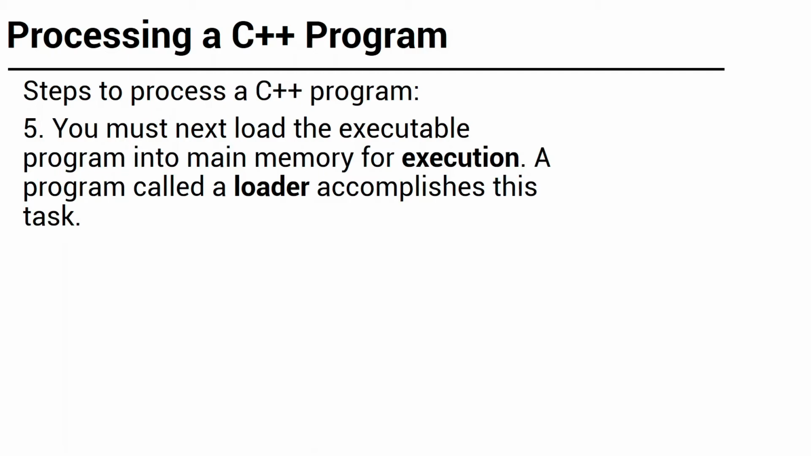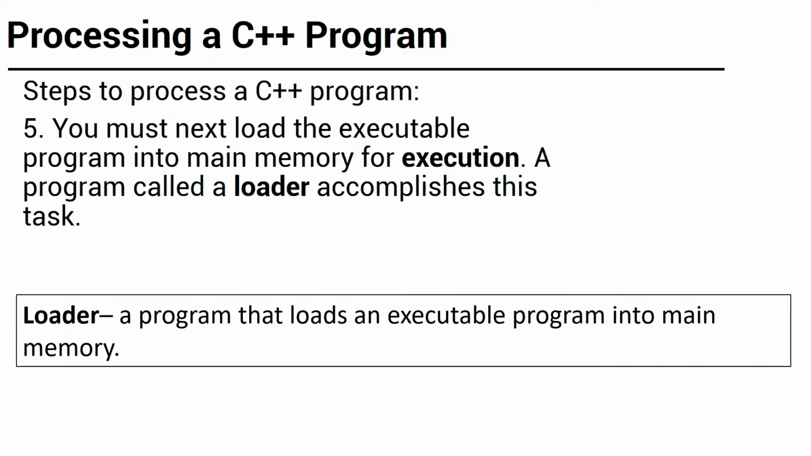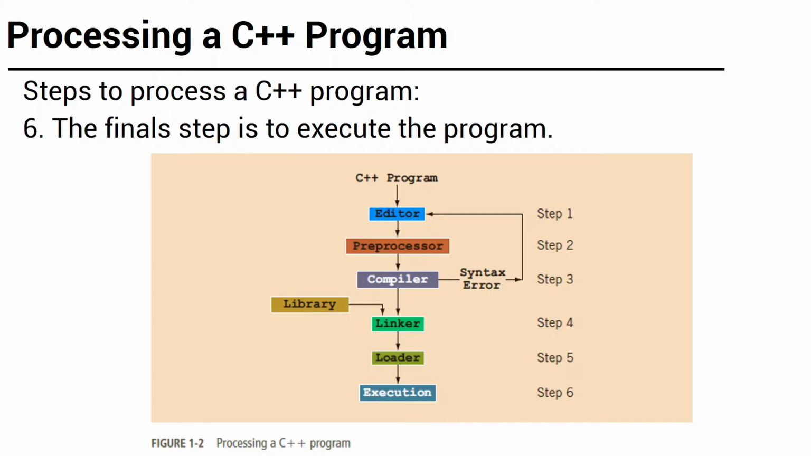You must next load the executable program into main memory for execution. A program called loader accomplishes this task. So a loader is a program that loads an executable program into main memory. So siya yung naglo-load ng program sa main memory para i-execute na ang program. And lastly, the final step is to execute the program. So this is the block diagram of how a C++ program is being processed in a computer.